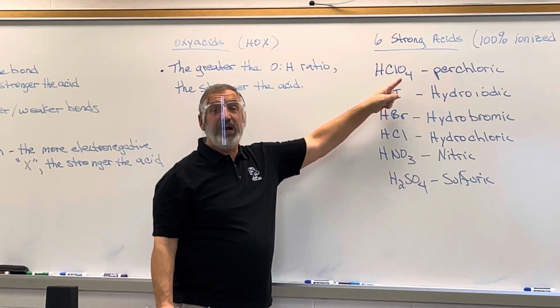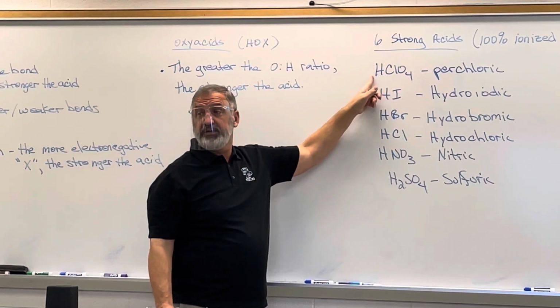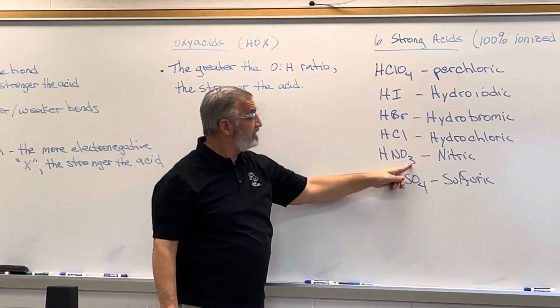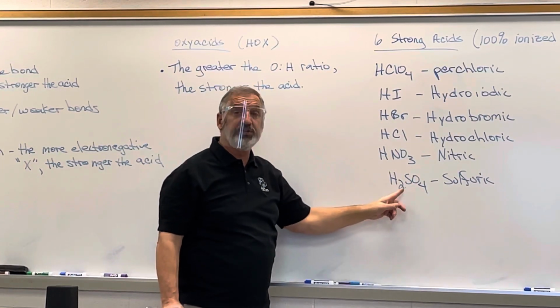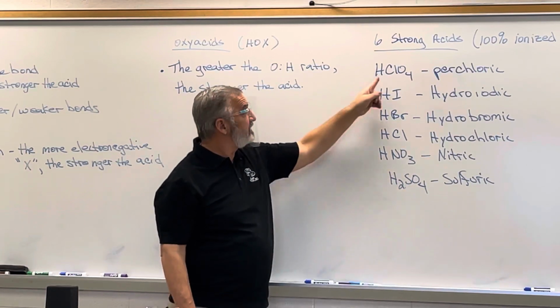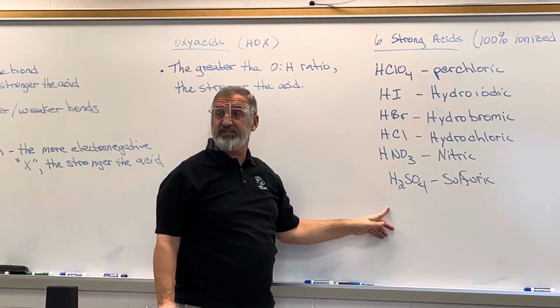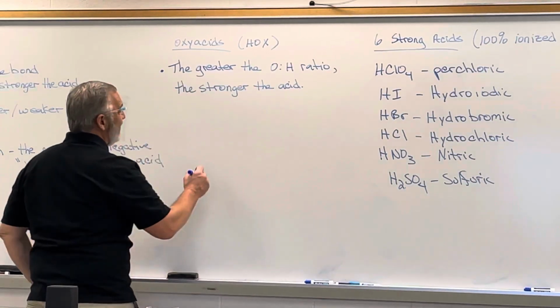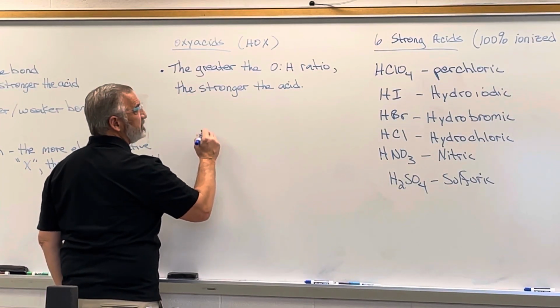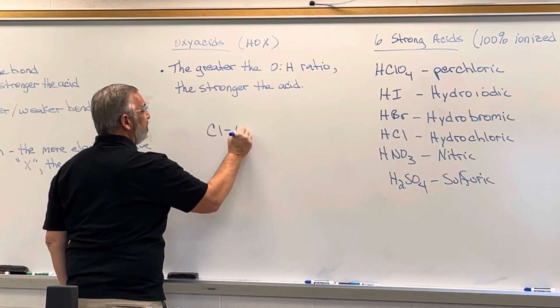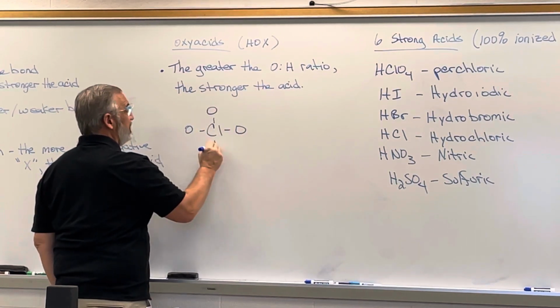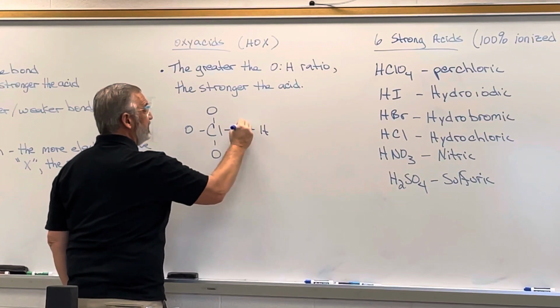The oxygen to hydrogen ratio here is 4-to-1. Here it's 3-to-1. Here it's 4-to-2, or 2-to-1. This is the strongest, then this one, and then this one, because of the number of oxygens. These oxygens act like electron withdrawing groups. So we have ClO, and remember the hydrogen is always going to be attached here.